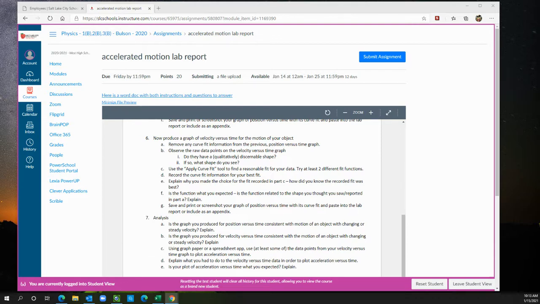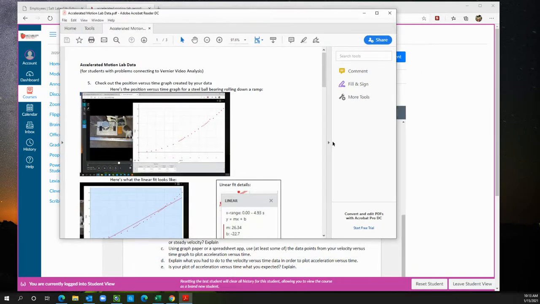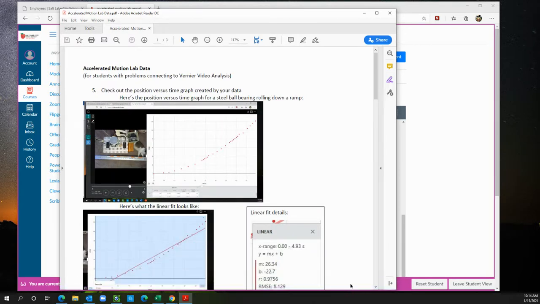So first, let me show you the data I'm working with. And if you had problems accessing Vernier Video Analysis, as we are continuing to have problems with Vernier accepting our embedded key, please email me and I can share this data with you. But I collected data for one of my own videos. This was a steel ball bearing rolling down, I think it was a 14-inch high, 2-meter long track.